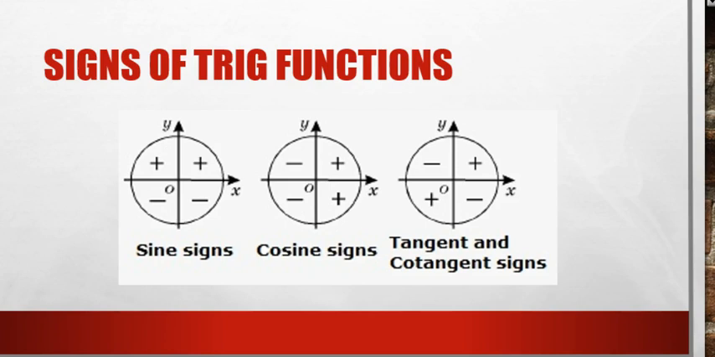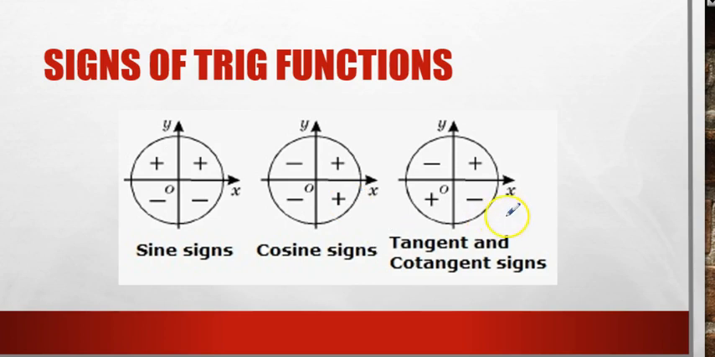Next, we're going to look at the signs of the trig functions. If you're talking about the sine function, sine is based on the y-coordinate of the unit circle. So if you think about your regular x and y grid, the y-coordinates are positive when you're in the first and second quadrant. So sine is also going to be positive in the first and second quadrant. Cosine is based on the x-coordinate, and x is positive on the right-hand side of your Cartesian plane. So that means it's going to be positive in the first and fourth quadrant.